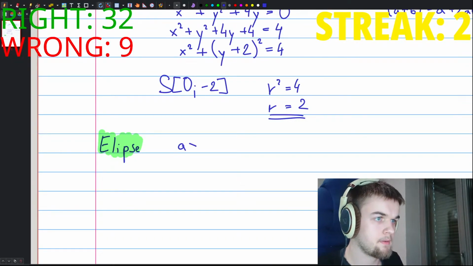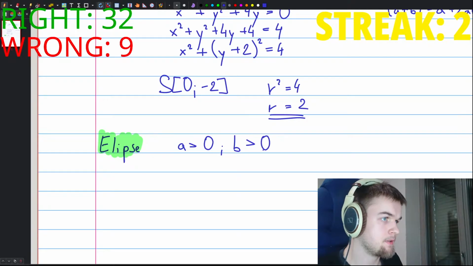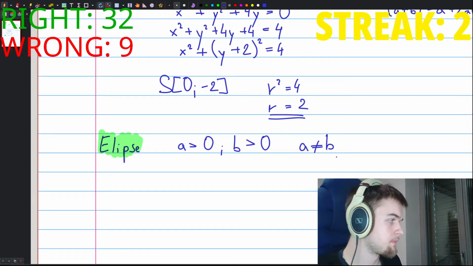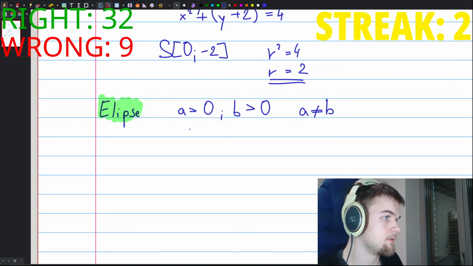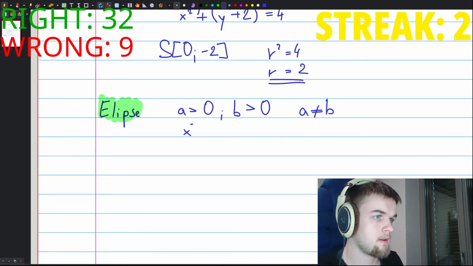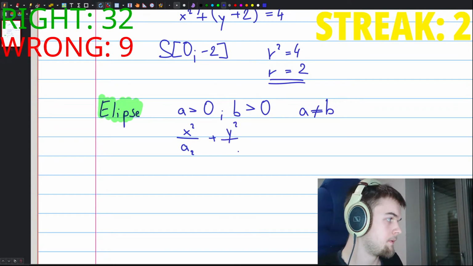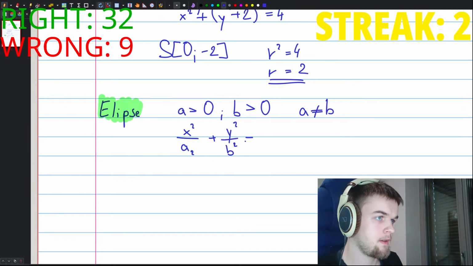Here we need to define the realm. A has to be more than 0. B has to be more than 0. And A cannot be equal to B. That gets us x squared over a squared plus y squared over b squared is equal to 1.